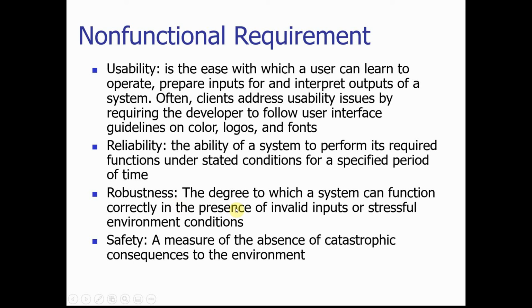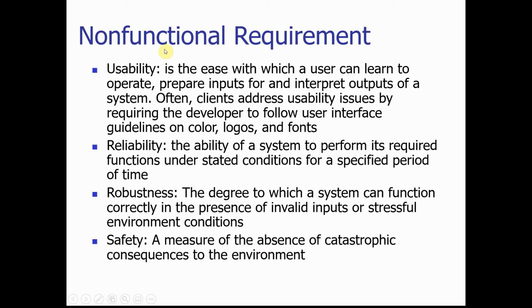Yeah, for example, like the cell phone. The cell phone can still function underwater. It is waterproof. That is robustness, one non-functional requirement. Nowadays, many cell phones can do that. And safety is a measure of the absence of catastrophic consequence to the environment.